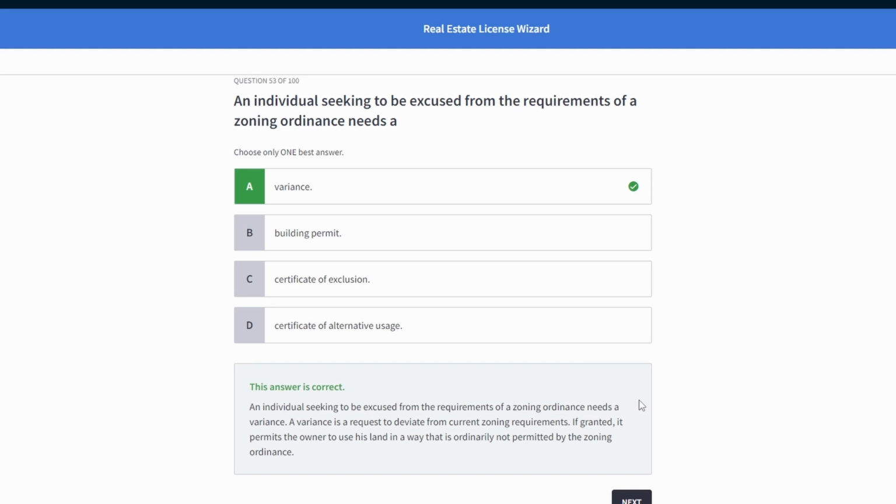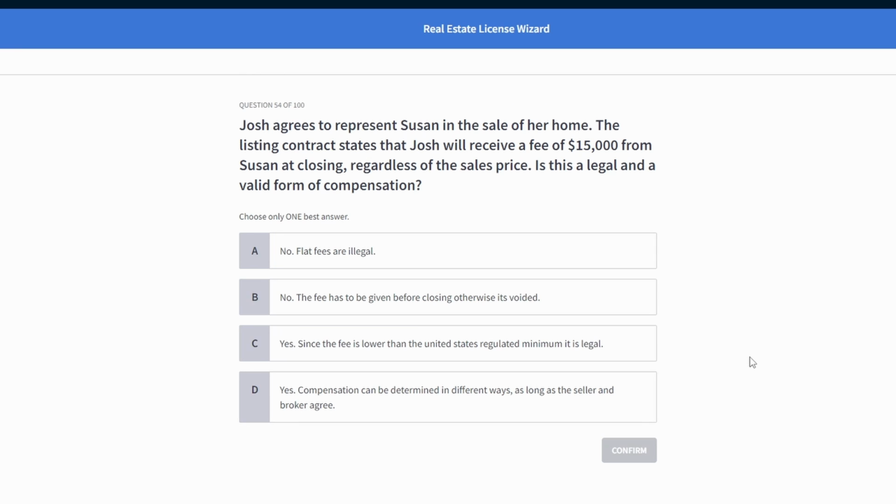An example would be, let's say you were in a residential neighborhood and you wanted to, maybe open up a golf course. Typically, that's not zoned properly, so you'd need to get a variance to create the golf course to make sure that it would be following the code, essentially. Pretty straightforward, but again, it's one of those things that you just need to be familiar with when we're talking about zoning. All right, question 54.